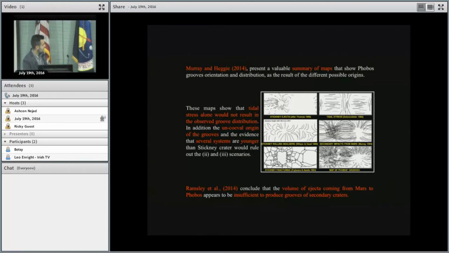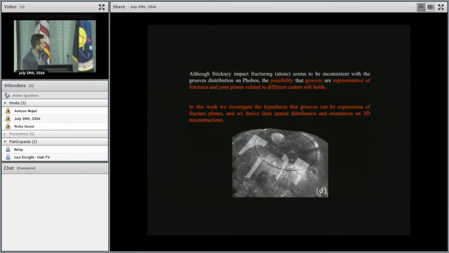On top of that, even if we have this kind of distribution, which is kind of similar here, there was the work of Ramsley et al. in 2014 that concluded that the volume of ejecta coming from Mars is insufficient to produce all the grooves of secondary craters that we see on the surface.